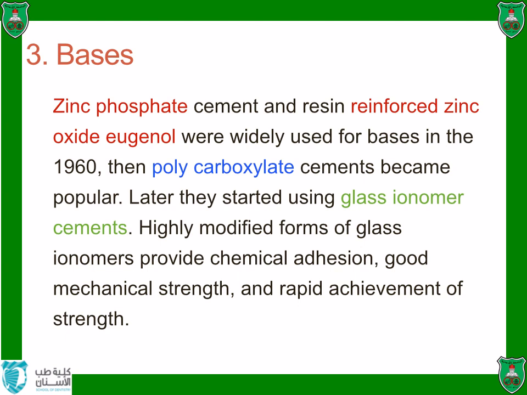In the past, they were using zinc phosphate cement and resin reinforced zinc oxide eugenol, and that was in the 1960s. Then polycarboxylate was introduced and became very popular because it also bonds to the tooth structure. Later, they started using glass ionomer cements, and the resin modified glass ionomer nowadays is the best material to use as a base. It provides chemical adhesion with the tooth structure. It has good mechanical strength and it rapidly achieves its strength.